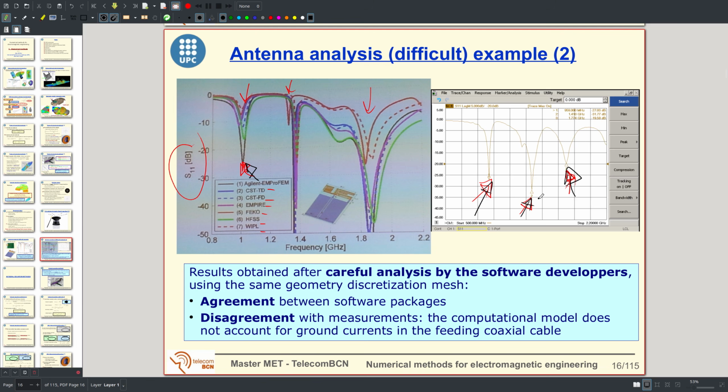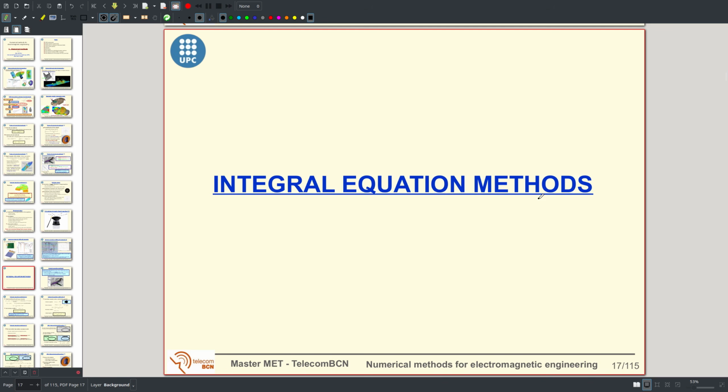With all this, we finish with the introduction, and now we will start analyzing in detail the first kind of method, that is integral equation methods, to which we will dedicate most of this chapter, and only shorter videos at the end to finite difference or differential equation methods.